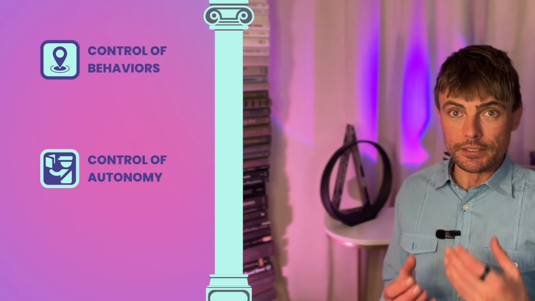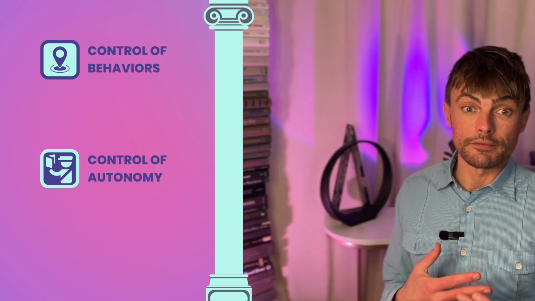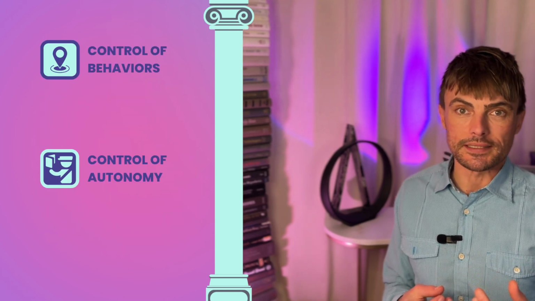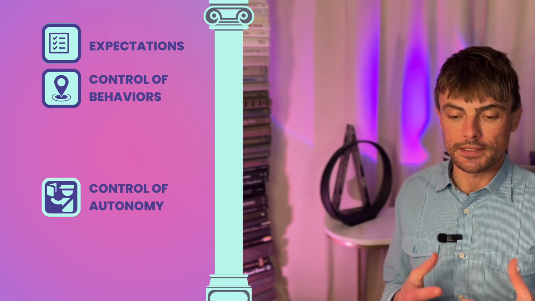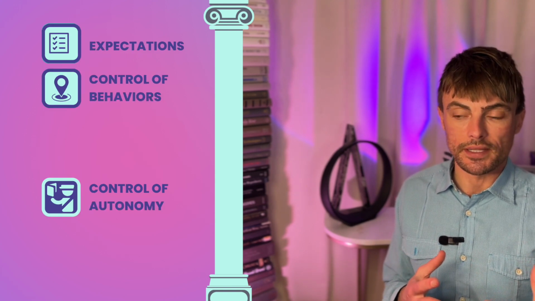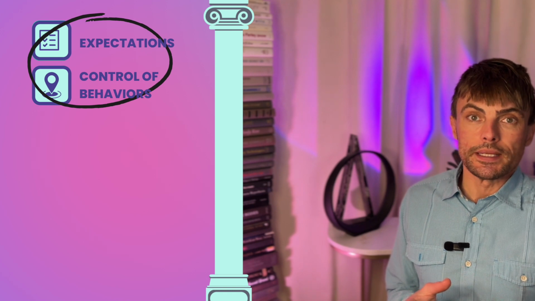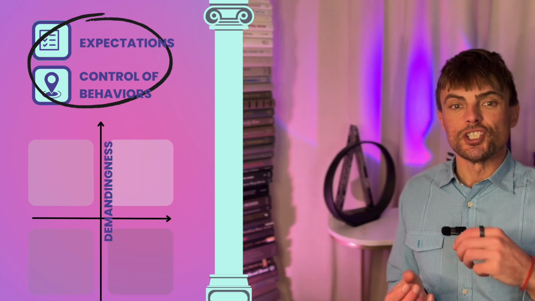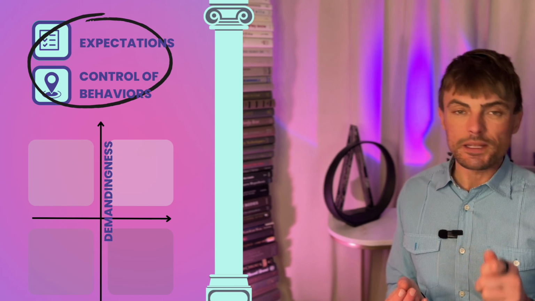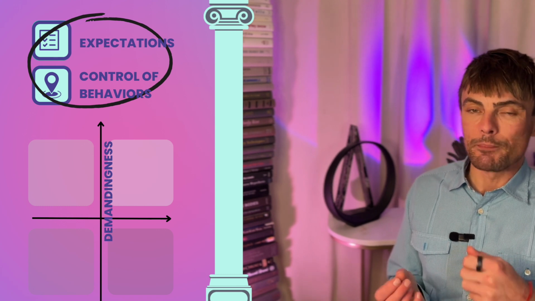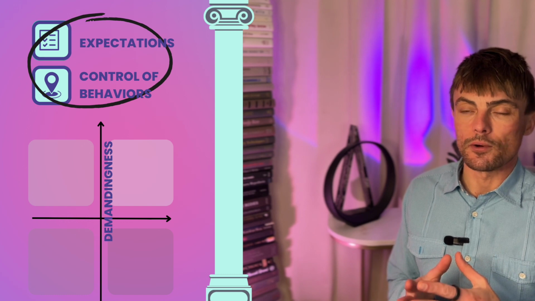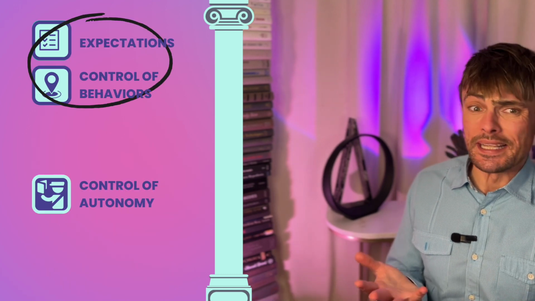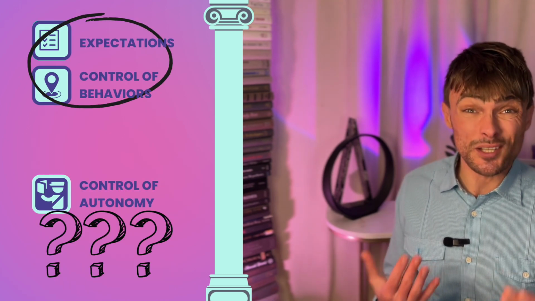She also really liked control of behaviors, but she wanted to add expectations into the mix because some parents have very high expectations of their kids and others don't. So she tweaked control of behaviors to include expectations. She turned that into a spectrum, flipped it 90 degrees, and that made the second axis of the parenting quadrant. The only problem is autonomy is nowhere in the mix anymore, and it's so important.